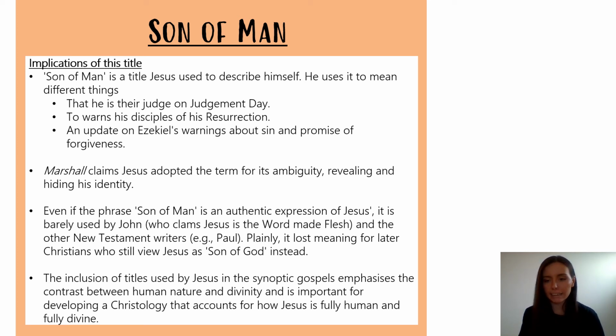Son of Man is a title that Jesus used to describe himself in the Synoptic Gospels, and he used it to mean different things. For example, that he was their judgment on Judgment Day, to warn his disciples of his resurrection, to give an update on Ezekiel's warnings about sin and promise of forgiveness, for example. Interestingly, the scholar Marshall has claimed that Jesus adopted this term, this title, Son of Man, for its ambiguity, revealing and hiding his identity.